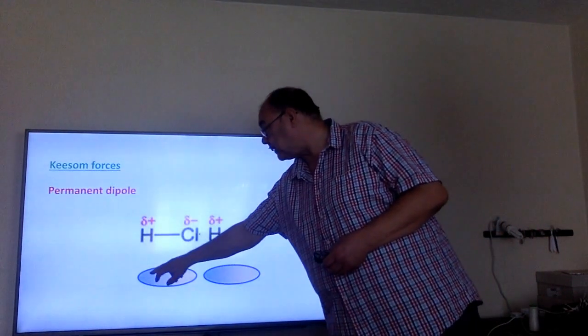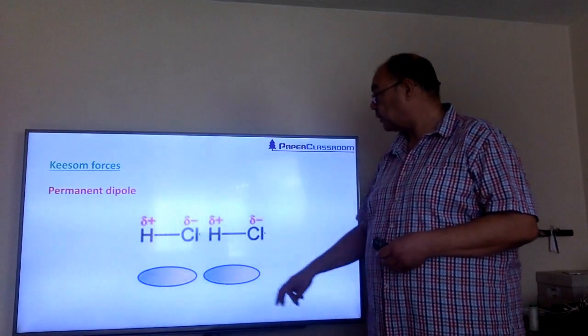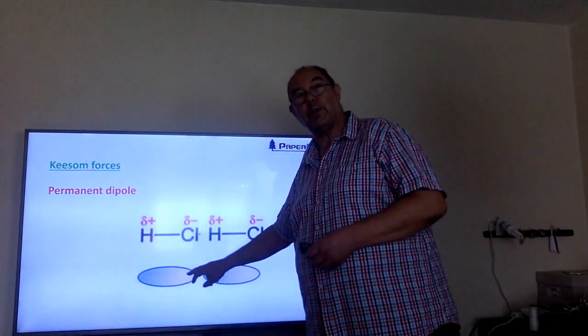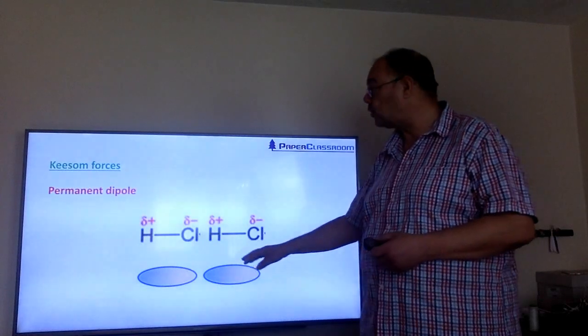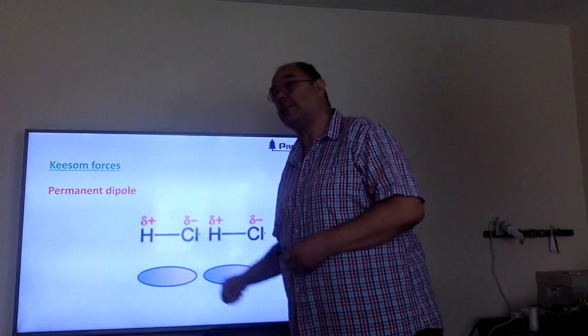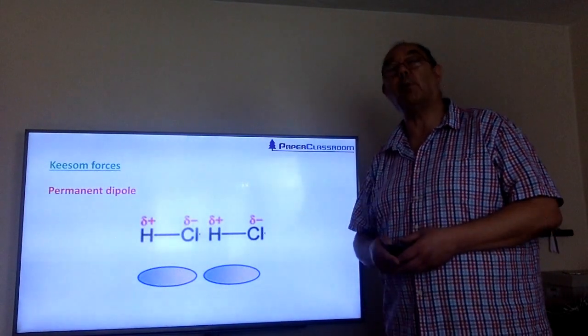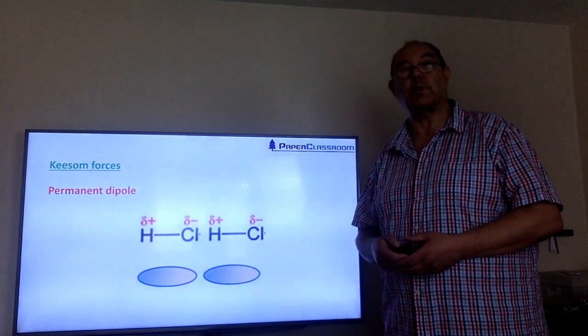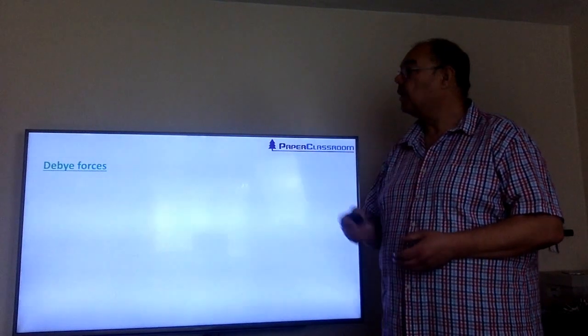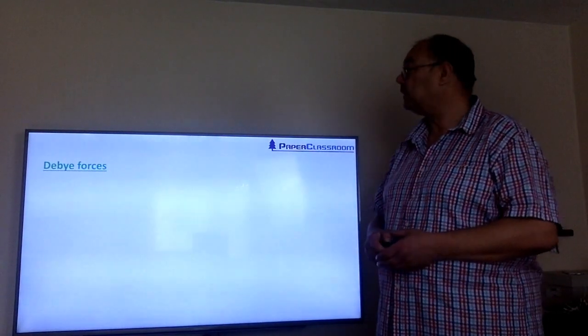And we've also represented it in terms of colour. So where we've got a large concentration of electrons, we make it pinkish. Where we've got a deficit of electrons, we've made it blue, just for illustrating dipoles in these couple of subsequent slides. So now we come on to Debye forces.